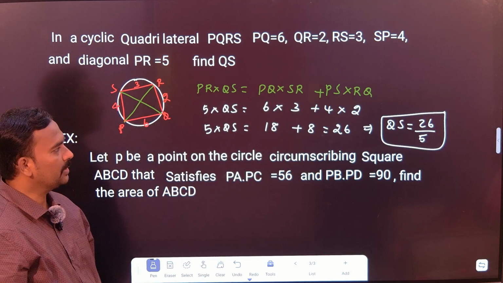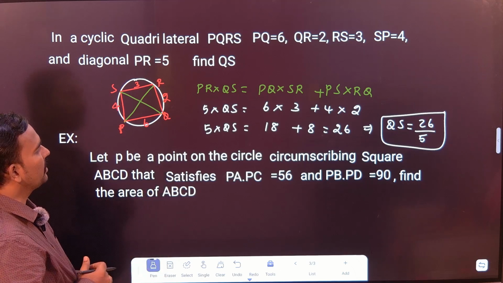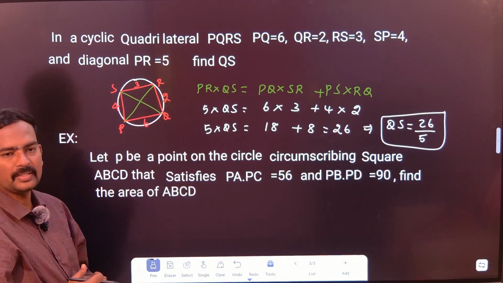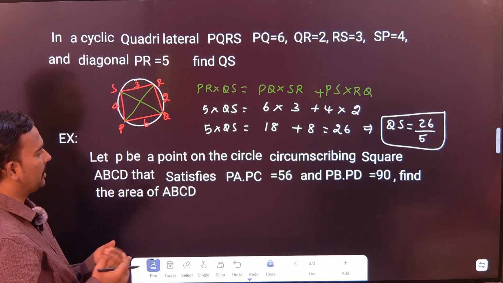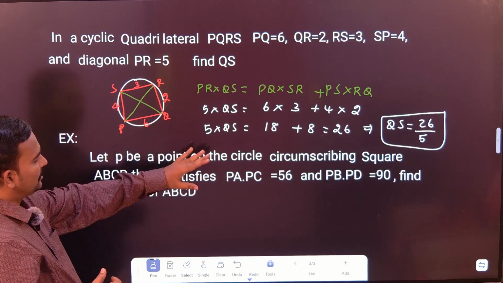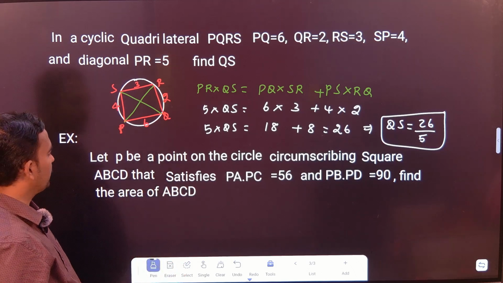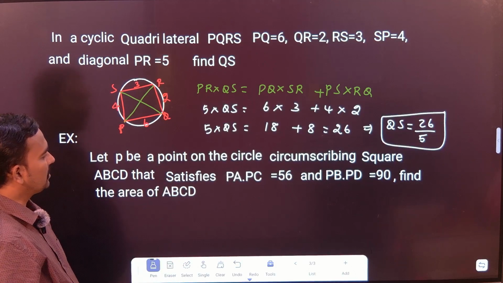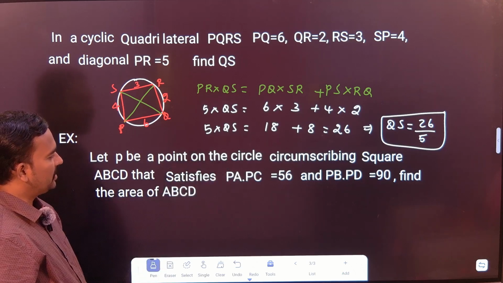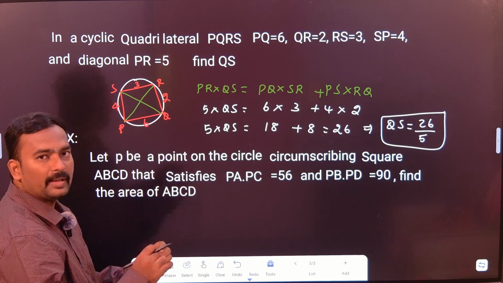I hope everyone understood, right? So in IOQM, if they ask integer type questions, such as what is 5 times QS, you can say that the answer is 26, right? Okay, so I will give you this next question. Using Ptolemy's theorem, how to solve these kinds of questions? P is a point on the circle circumscribing a square, satisfying PA into PC is equal to 56 and PB into PD is equal to 90. Find the area of square ABCD.